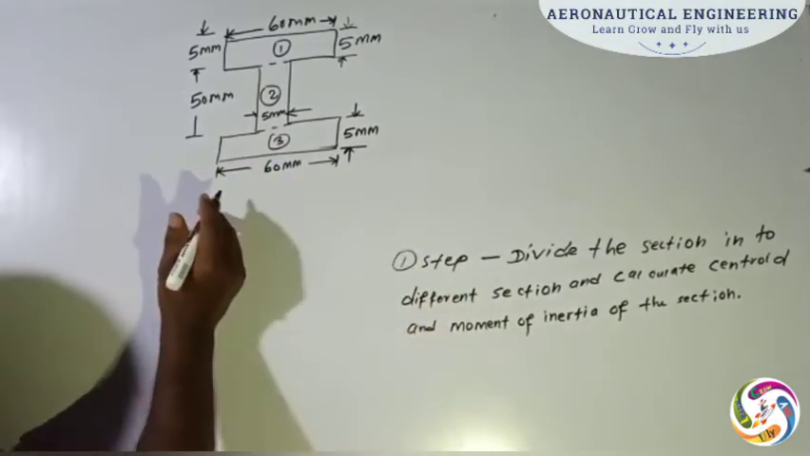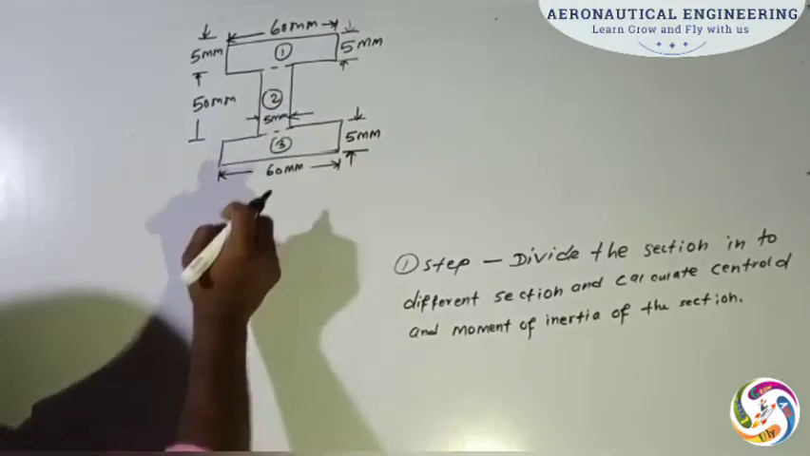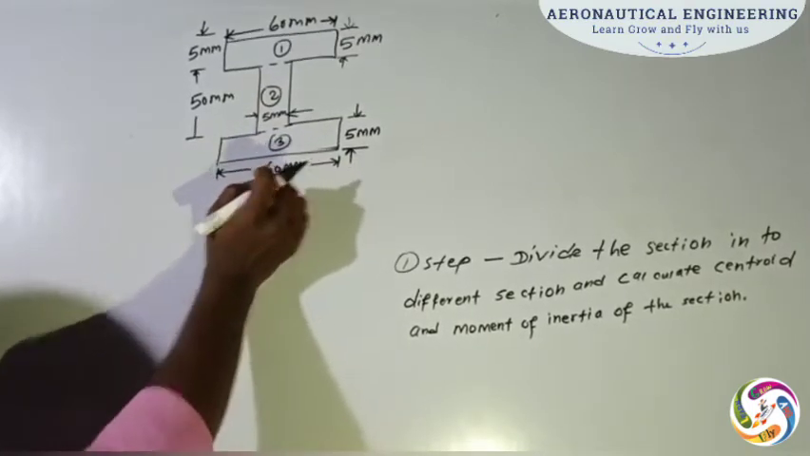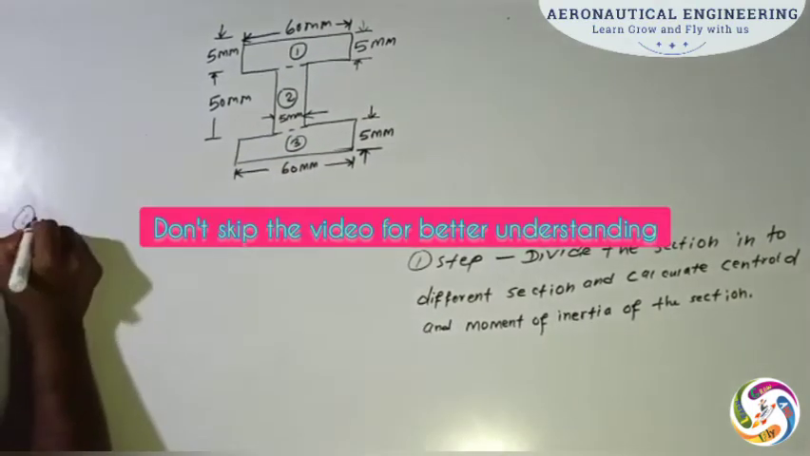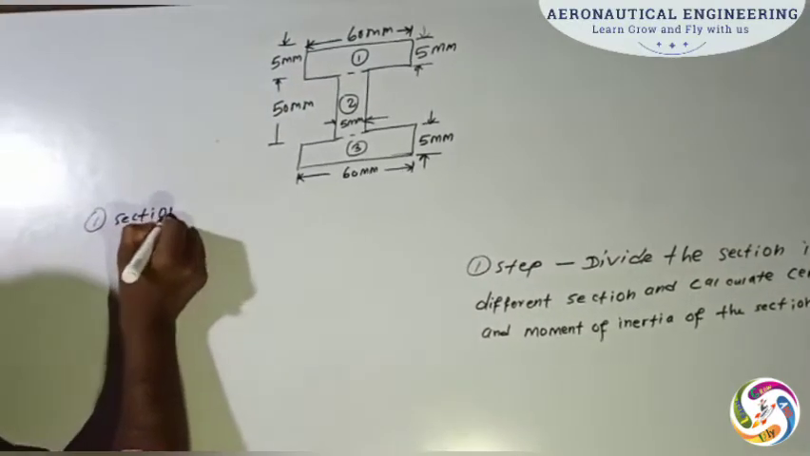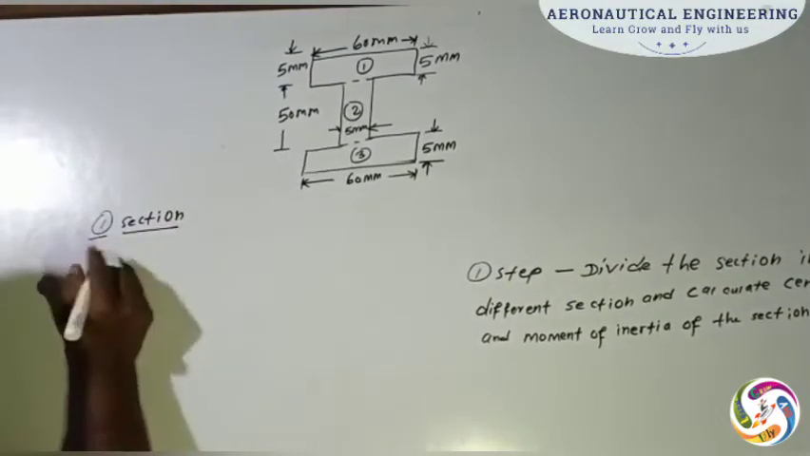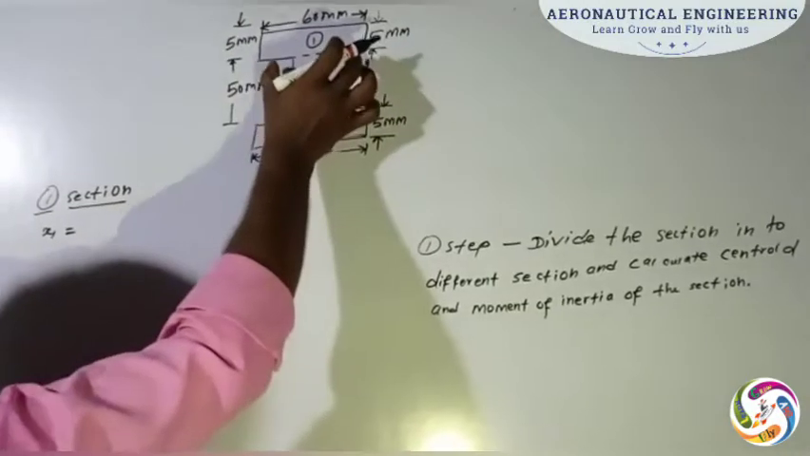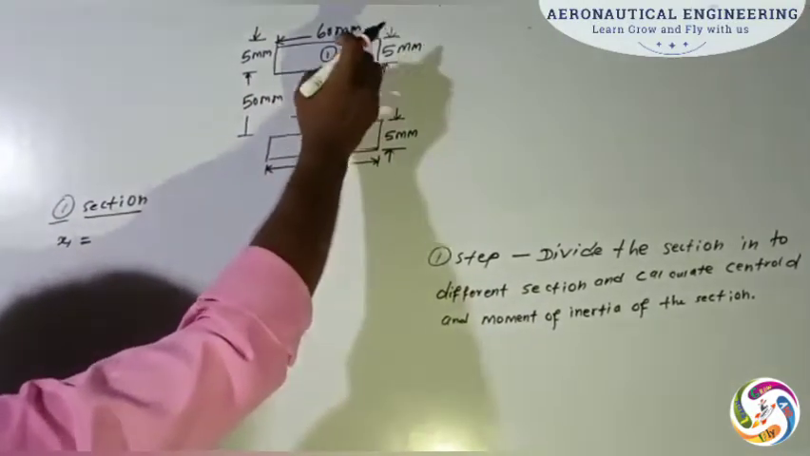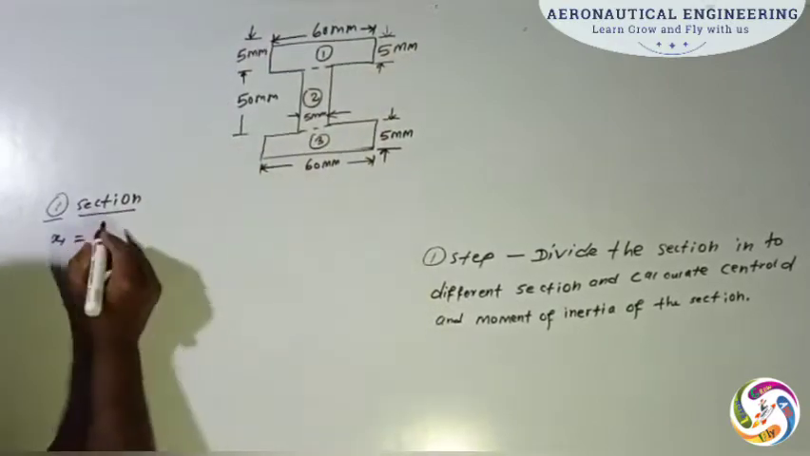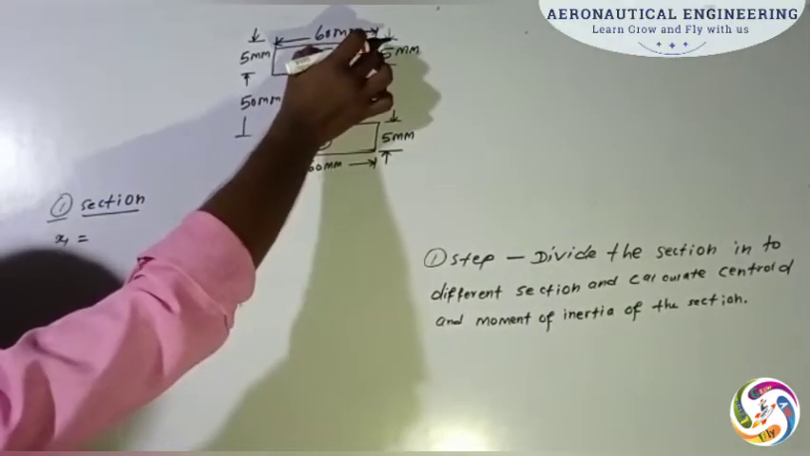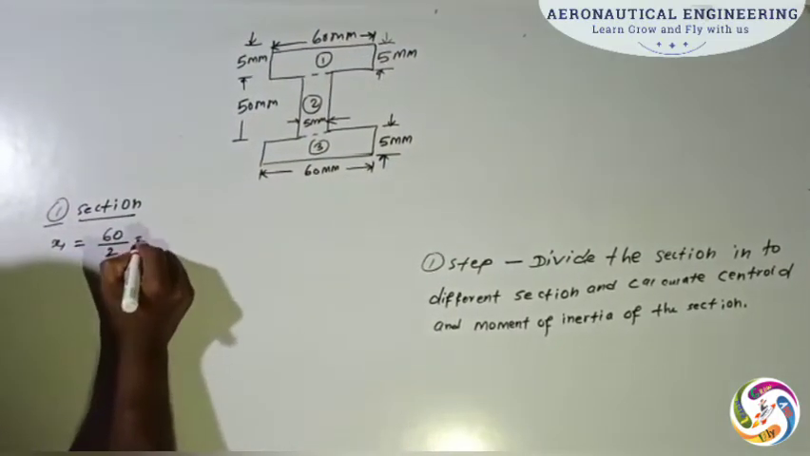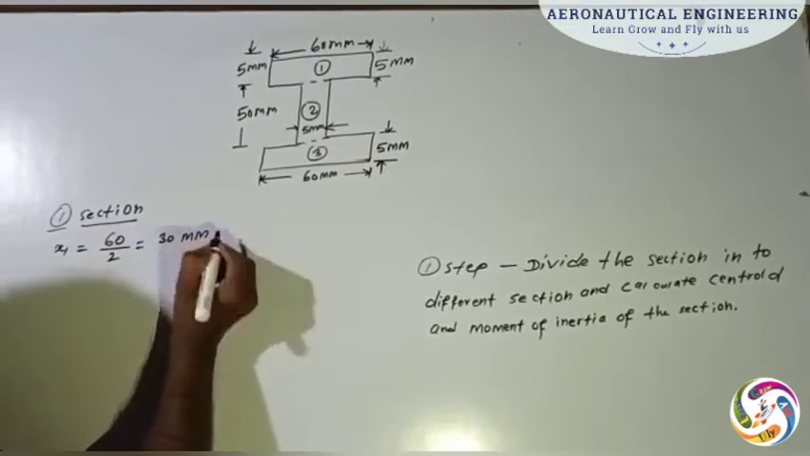To calculate the centroid we require the values of x1, y1 for the first section, x2, y2 for the second section, and x3, y3 for the third section. I am going to start with the first section. First section: x1 means the horizontal length. For this section, the x1 value given is 60. So the given length of the section divided by 2, 60 by 2, becomes 30 mm.